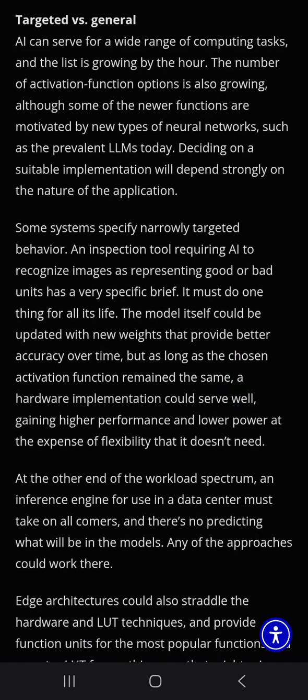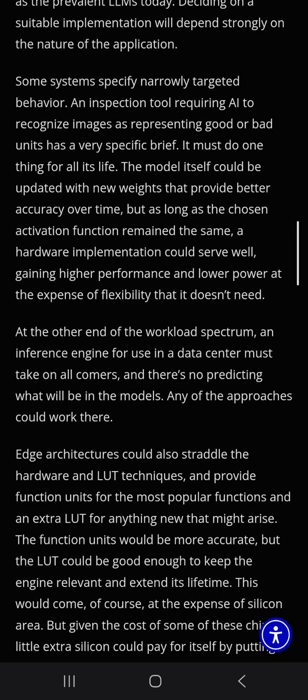Some systems specify narrowly targeted behavior. An inspection tool requiring AI to recognize images as representing good or bad units has a very specific brief. It must do one thing for all its life. The model itself could be updated in new ways that provide better accuracy over time. But as long as the chosen activation function remained the same, a hardware implementation could serve well, gaining higher performance and low power at the expense of flexibility that it doesn't need.